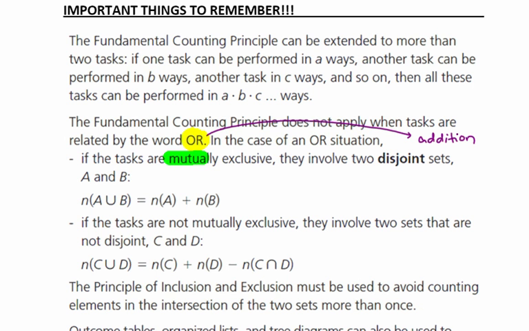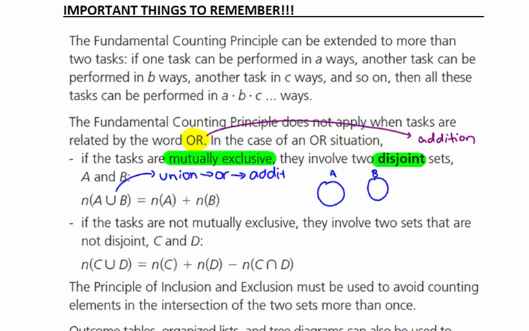So if tasks are mutually exclusive, they are disjoint sets. So A and B are disjoint. So if it's A or B and they're disjoint, then the number in A or B, remember union is or, and it's addition. In the event that they are mutually exclusive, they're disjoint, it's just the number in A plus the number in B. There is no overlap, so we don't have to worry about the overlap. Make sense?